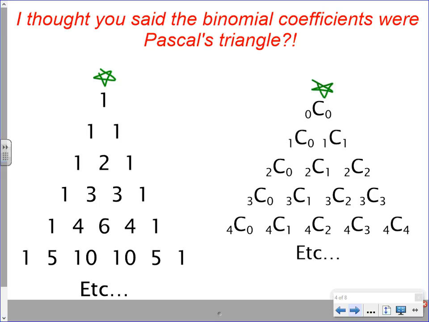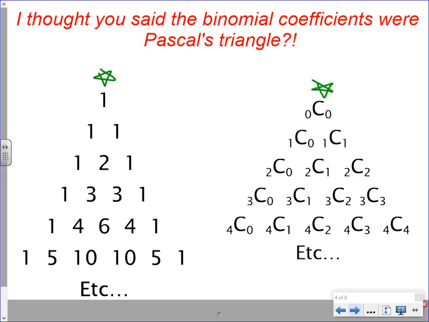Okay, so this row right here, 1, 3, 3, 1, is the same thing as 3 combinations of 0, 3 combinations of 1, 3 combinations of 2, 3 combinations of 3. Notice how it's that 3 row, and so all of these are 3 combinations of something, and we start with 0 all the way up until we get to 3. And then the next row is 4 combinations of something, 4 combinations of 0, all the way until we get to 4 combinations of 4.